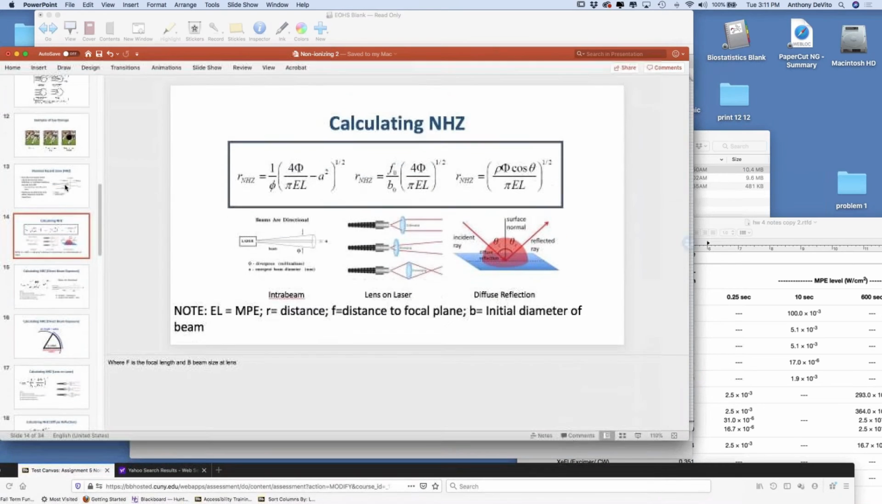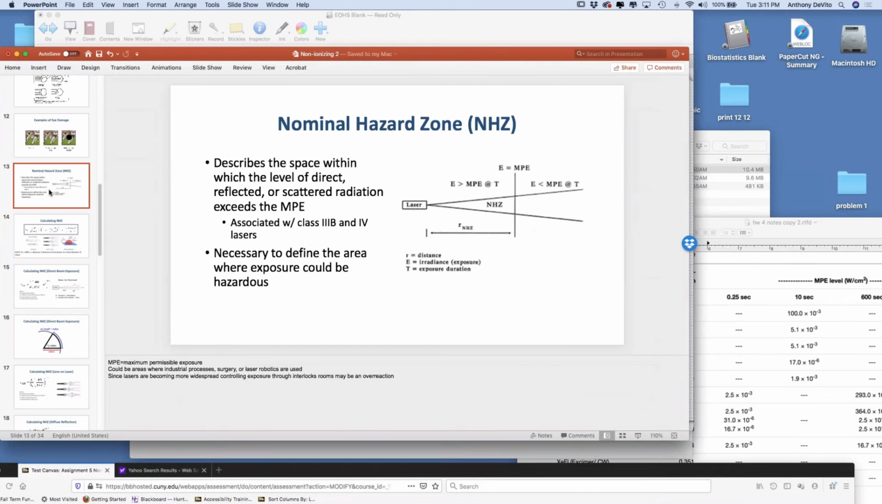Okay, so the nominal hazard zone is the space within which the level of direct, reflected or scattered radiation exceeds the MPE. In other words, within that zone, you can exceed the maximum permissible exposure limit. Outside of that zone, you're not likely to be exceeding it. So we're going to define that distance.